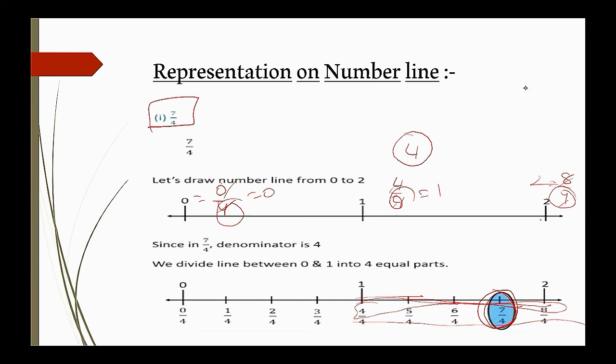Suppose they asked you to find 2 by 4. 2 by 4 lies between 0 by 4 and 1 by 4, because once we have equated the denominators, we can just look at the numerators. So here I asked to find 2 by 4, right? So I have got the answer.